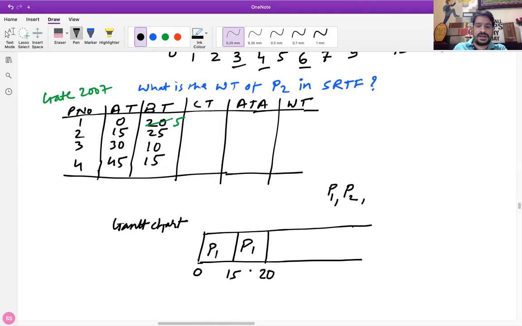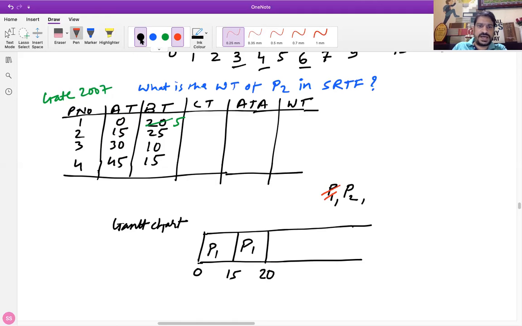Secondly, it doesn't have any process arriving before 20, so it will execute up to 20. Now once the 20 is finished, you find out that P1 is no longer in the ready queue because P1 has already finished. It will go into the terminated state. Now P2 is left at time 20 because at time 20 P1 is done with its execution. P2 is only there. P3 has not arrived.